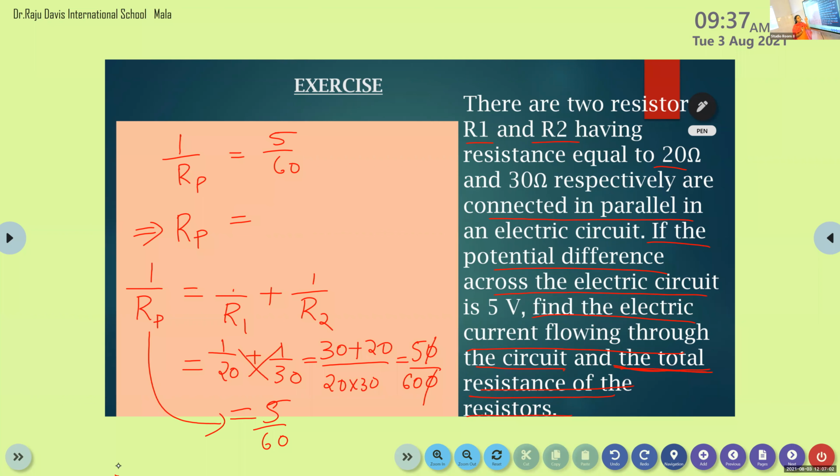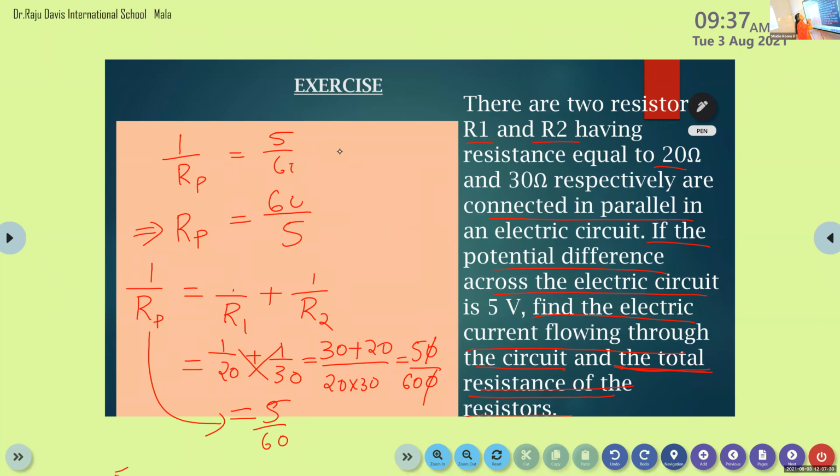Yes, 1 by Rp is equal to 5 by 60. Then for Rp, we need to take the reciprocal, that is 60 by 5. Rp is equal to 60 by 5. Is it clear? Is there any doubt regarding this step? Any doubt? Okay. So 1 by Rp is equal to 5 by 60. Most of the students stop from this, but it is wrong.